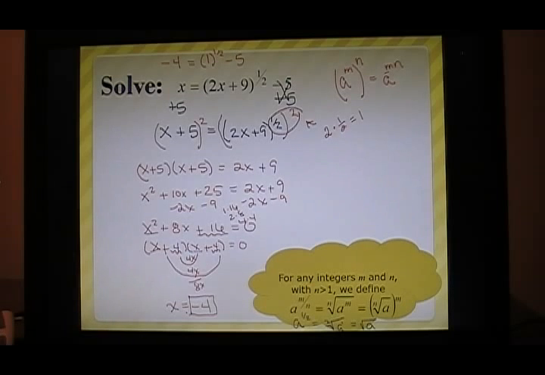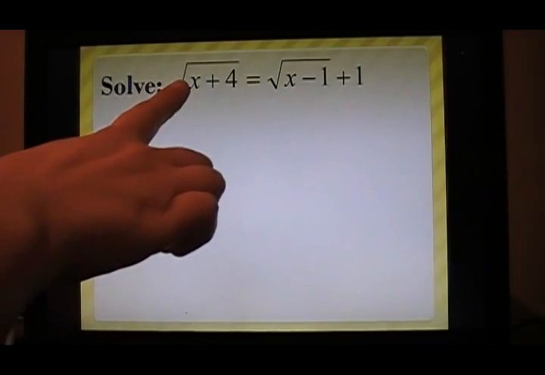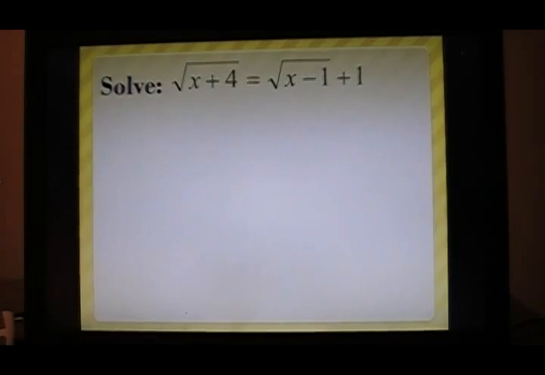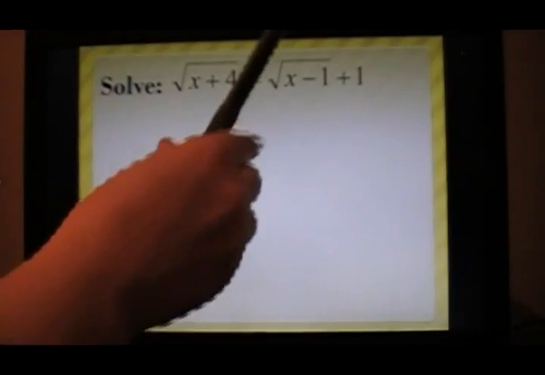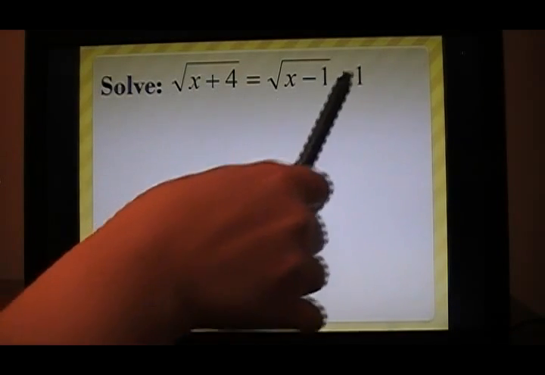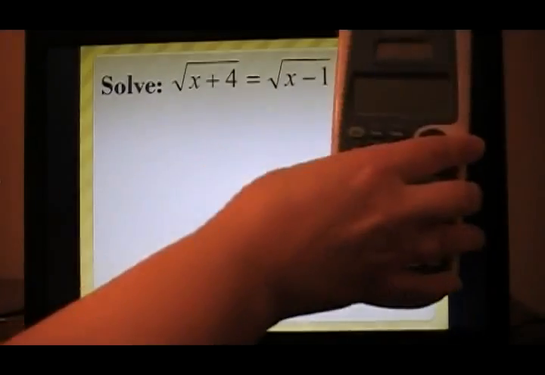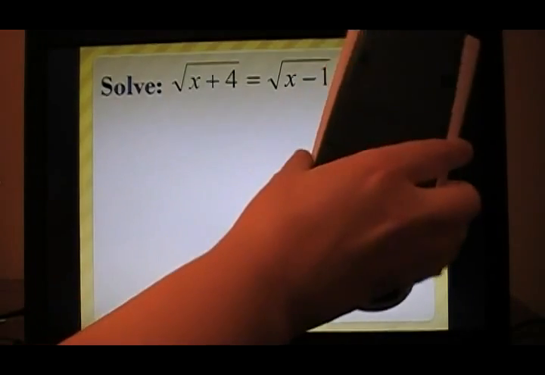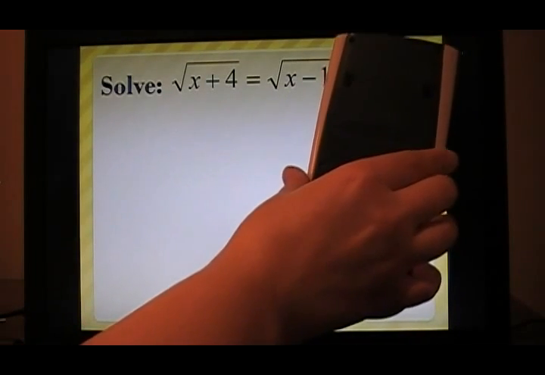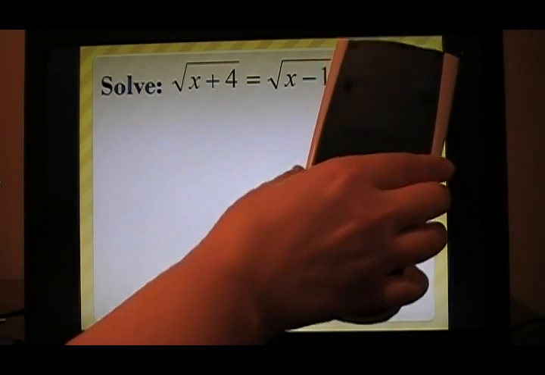Okay? One more example, and this one kind of gives some people a little bit of trouble at times. We have the square root of x plus 4 equals the square root of x minus 1 plus 1. So in this equation, we have a radical equation with a square root on both sides. If there was no plus 1 here, this would be very easy to solve. If there was no plus 1, I'm trying to just cover it up. If I squared both sides of the equation right now, I would get rid of both of those square roots. With the plus 1, that complicates issues.